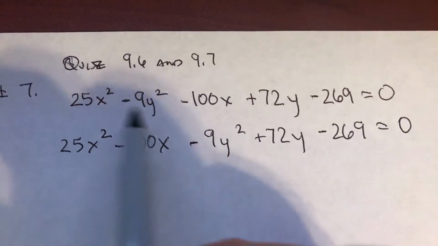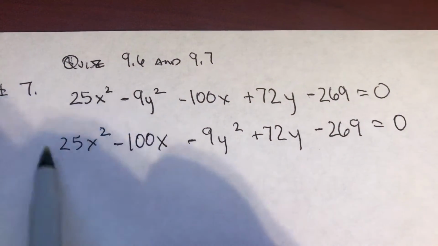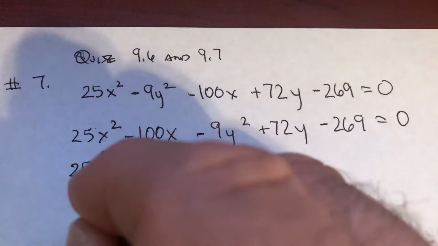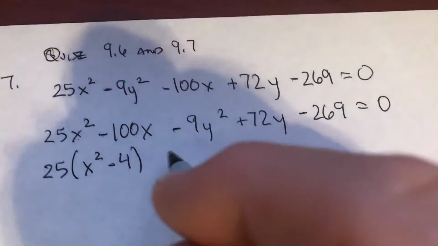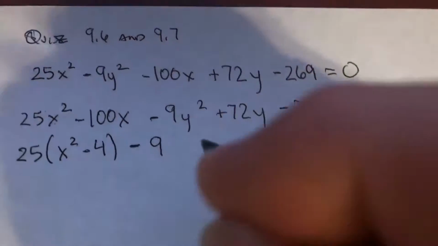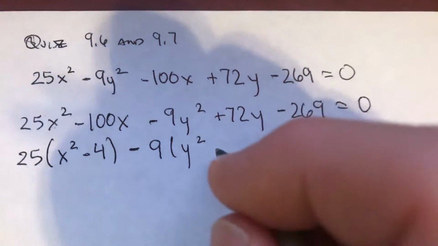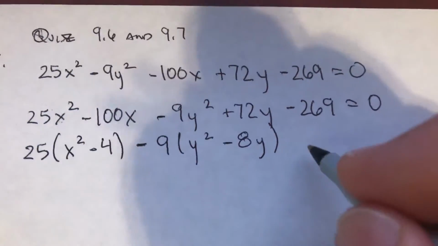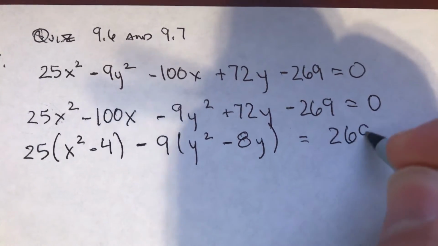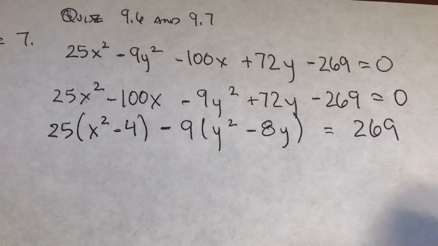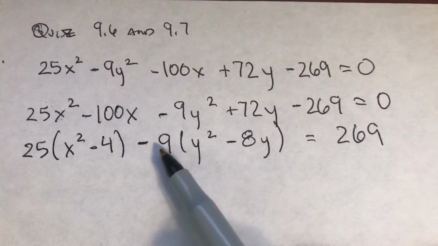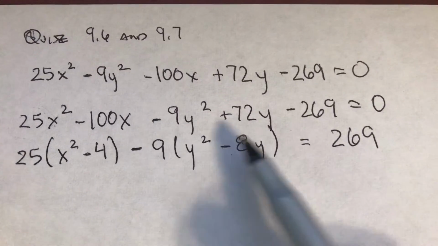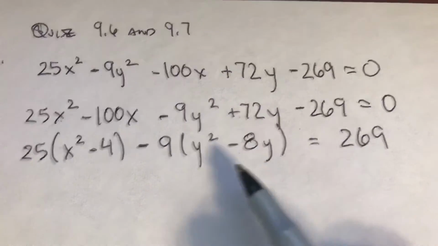Now, in this grouping, I'm going to factor the lead coefficient of my x squared term. I'll do the same thing with y. And then I move the 269 to the other side of the equation. Now I want you to see something here. Since this is a minus sign here and I'm factoring this out, then I need to make this a minus, because what's a minus times a minus? Yes, it's a plus.